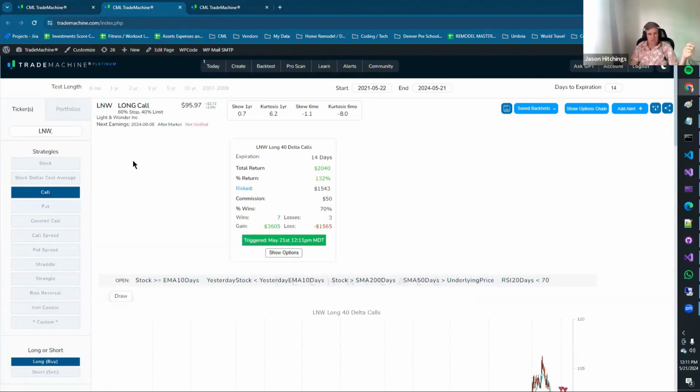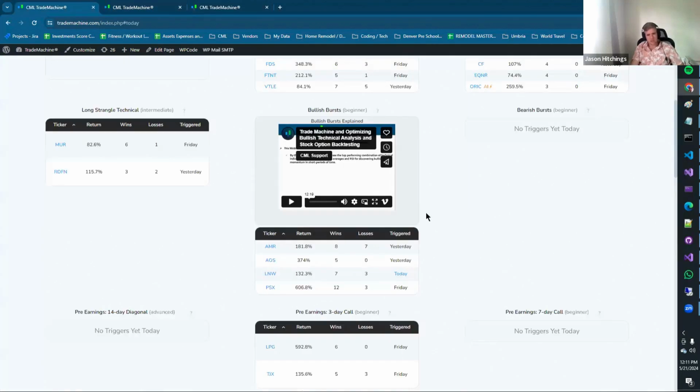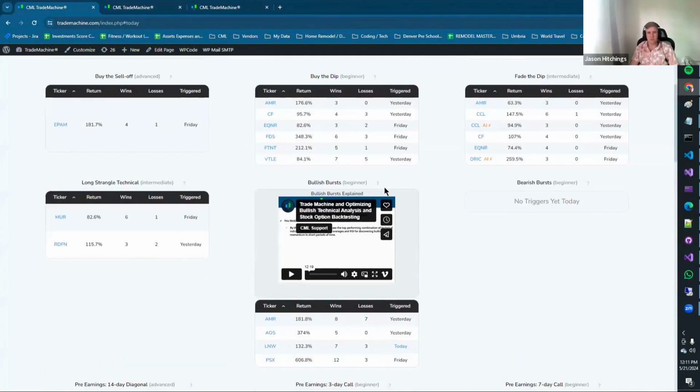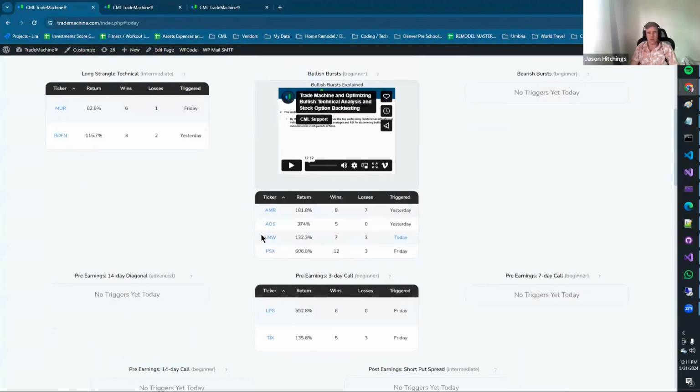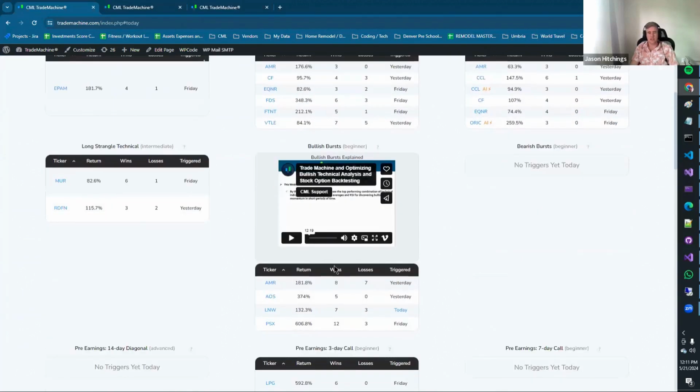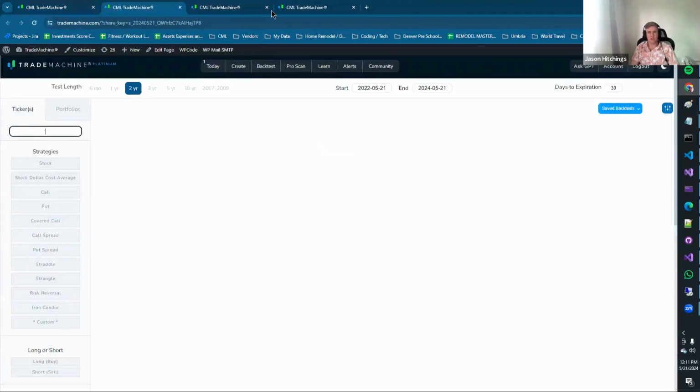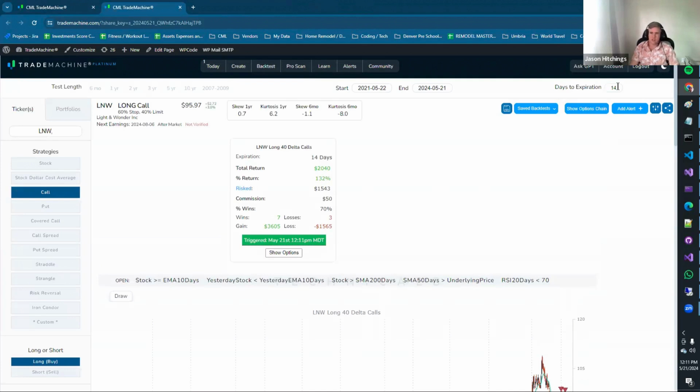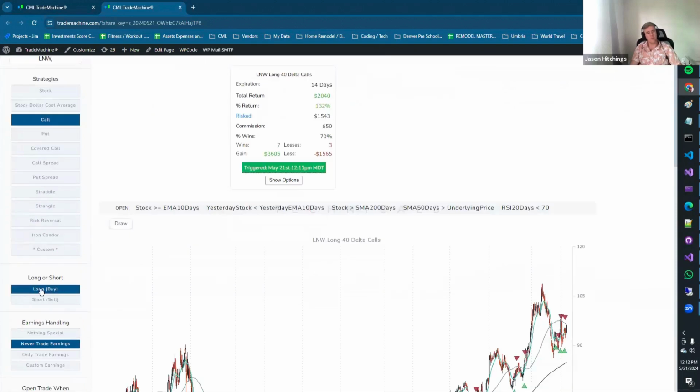I'll just start from the top so it's nice and clean. So I'm looking at this bullish bursts. These are the 4 that are showing up. This is the one that triggered today that has liquidity of at least 3. So I'm clicking the ticker. It shows that this is a strategy that's looking for options about 14 days out. It's looking for a 40 delta call. A 40 delta call means it's slightly out of the money, but not too far out of the money. You can see that it's a call strategy here. We're long, we're buying the call.